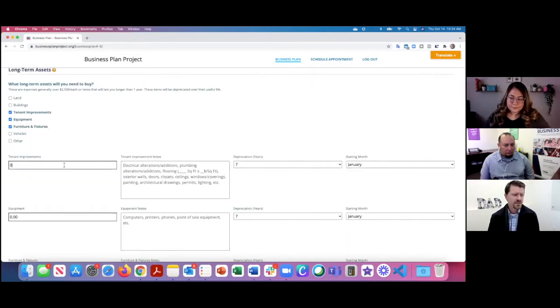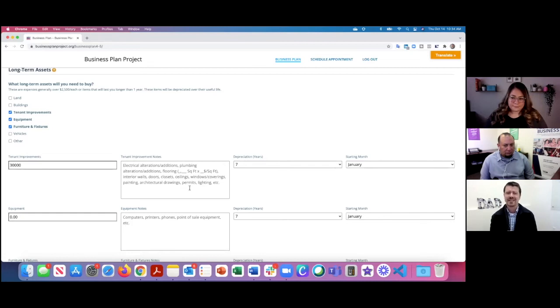So let's say for tenant improvements, we're going to spend $30,000. Let's see, 1, 2, 3. And as you tick off each one of these categories, you'll notice them populate down here. And a big thing that we help a lot of business owners with, especially the startups, is what do I need a budget for? What is tenant improvements? And that's where we have this gray placeholder text to help you see if it would apply to you.